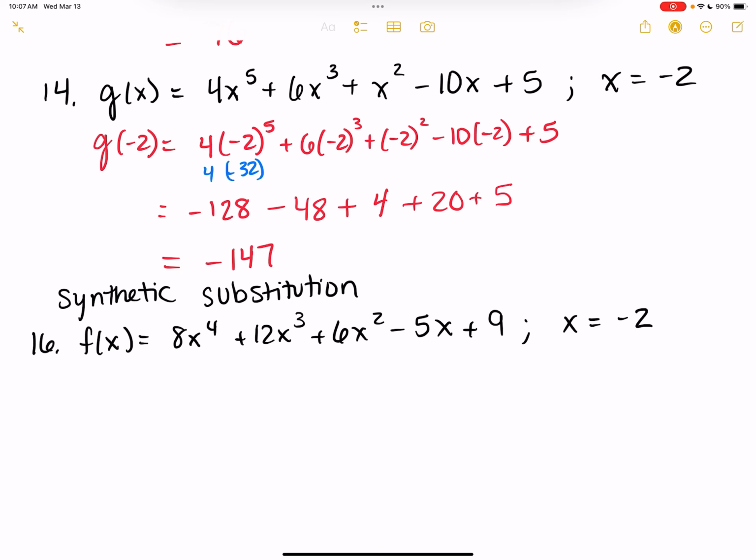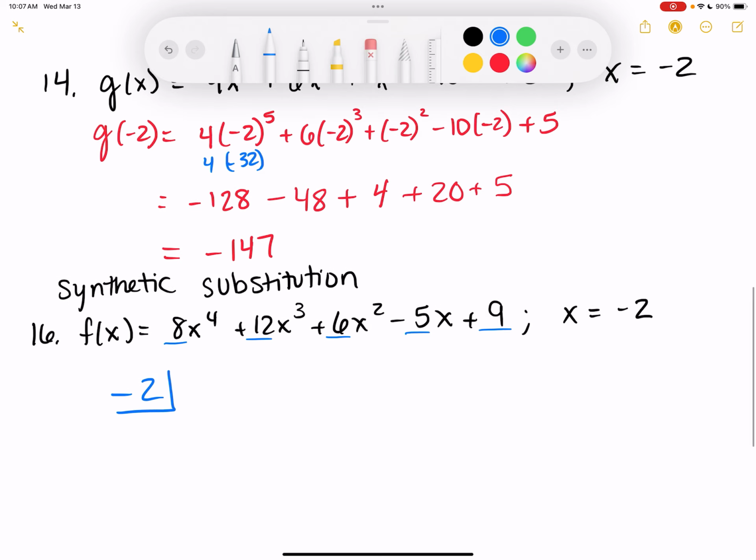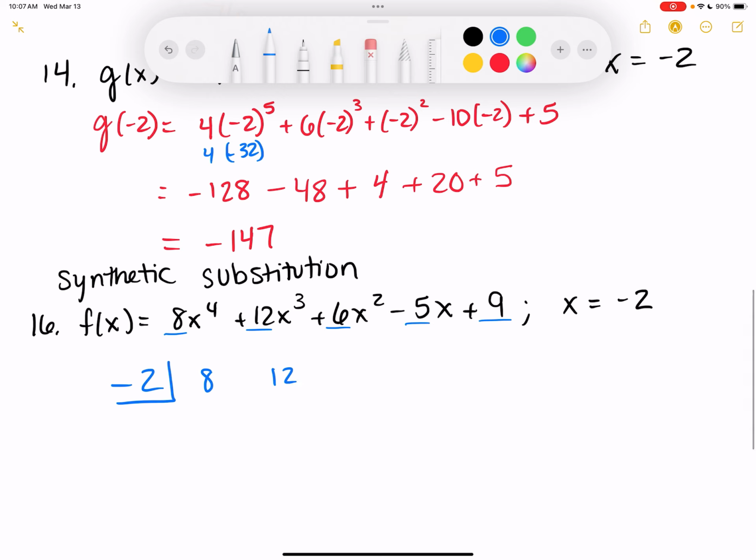So this one, the setup's a little different. You'll need like 3 lines to do this. So what we do is we take this -2, what x is equal to, and we put it in a little box in the corner, like this. Then we copy down the numbers only in order, with their signs. If it's positive, you don't need to write the sign, but if they're negative, make sure you have the sign going across. So 8, 12, 6, -5, and 9. Then you're going to want to leave a line. This is going to look like your elementary setup of adding and subtracting, basically.